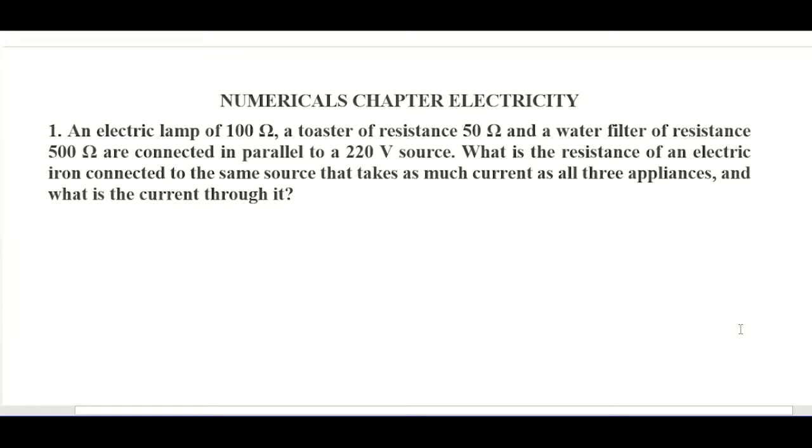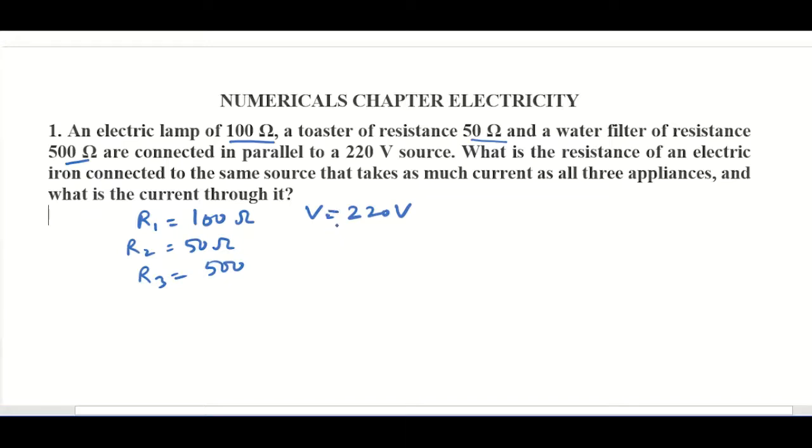In today's class we are going to discuss some numericals of chapter electricity. So first, an electric lamp of 100 ohm, a toaster of 50 ohm and a water filter of 500 ohm are connected in parallel. It means resistance 1 is given 100 ohm, resistance 2 is given as 50 ohm, resistance 3 is given as 500 ohm, and they all are connected in parallel with a voltage source of 220 volts.